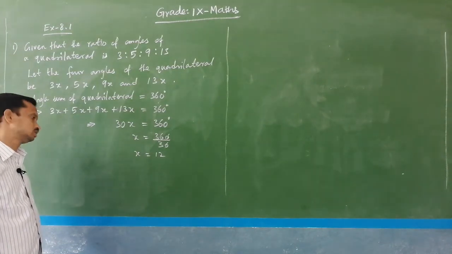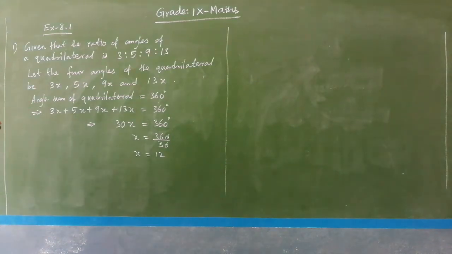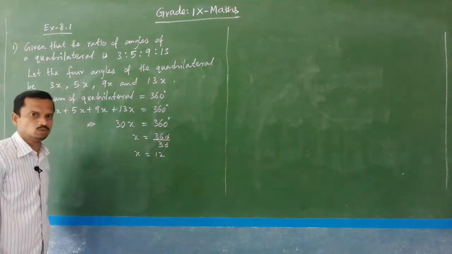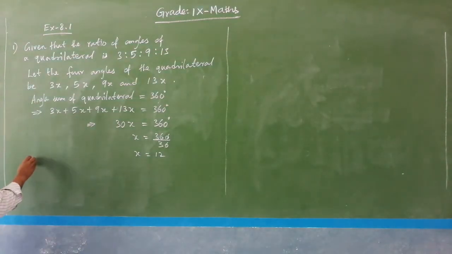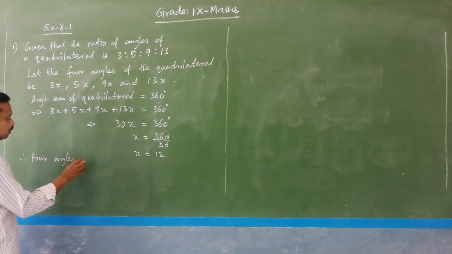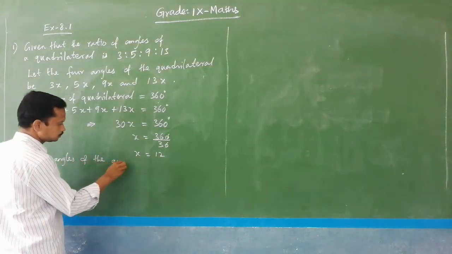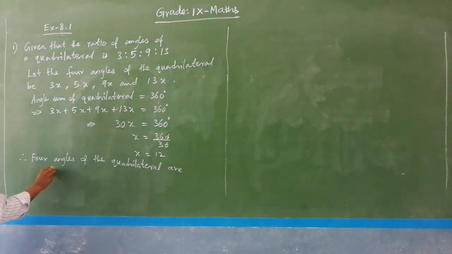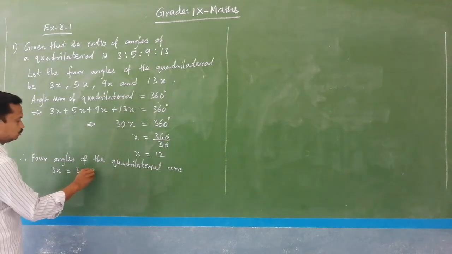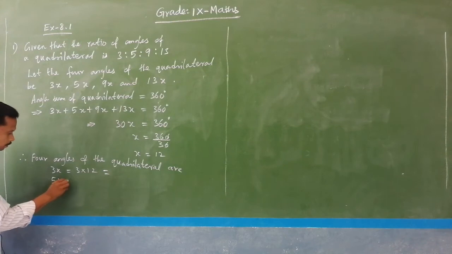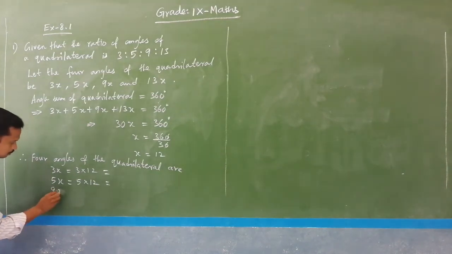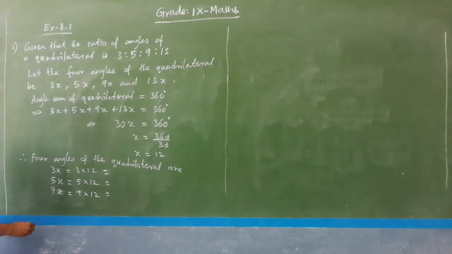3 12s are 36. So, now you just multiply with the given ratio, that is, you multiply here by 12: 3 into 12, 5 into 12, 9 into 12, 13 into 12, and you will get the measure of each angle. 4 angles, therefore, the 4 angles of the quadrilateral are, one by one: 3x, that is 3 into 12 equals, and then 5x, 5 into 12 equals, and then 9x, 9 into 12 equals, and then 13x.